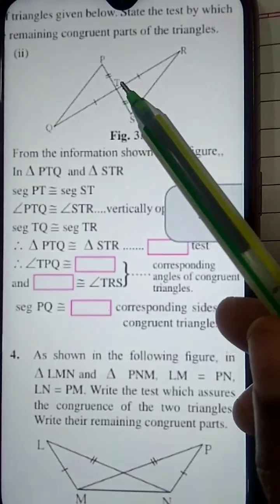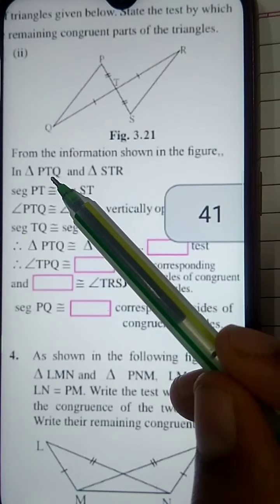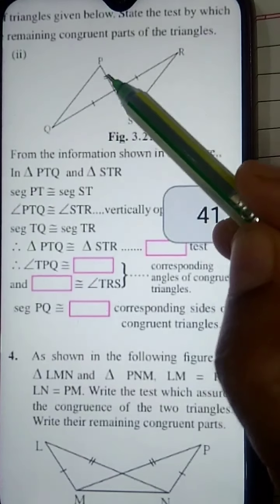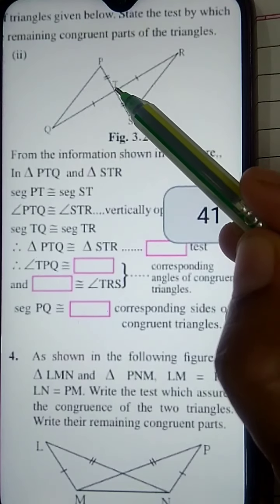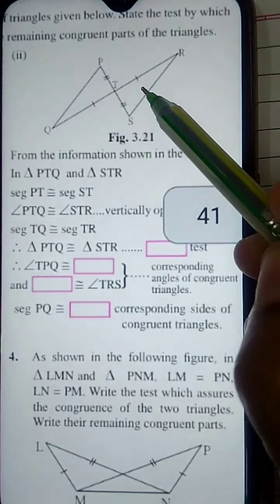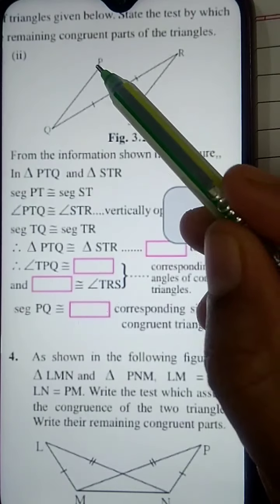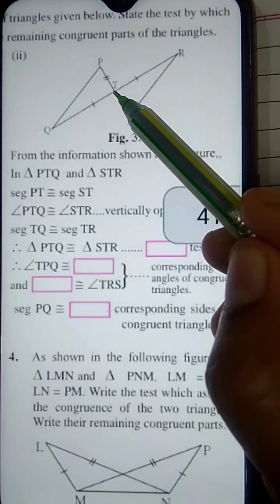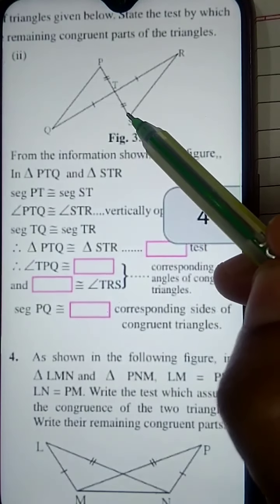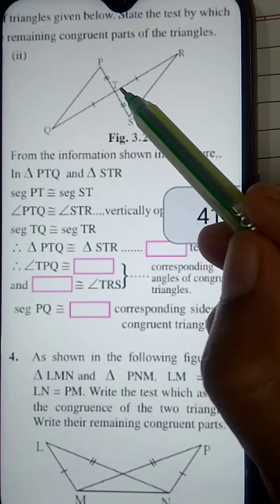Now see the second question. From the information shown in the figure, in triangle PTQ, how have they named the first triangle? PTQ goes from the double marked side to the single marked side. So in the same way you should name the other triangle. Don't name it as TRS, that is wrong. PTQ is from the double marked side to the single marked. So where is the double marked side? This side. So the second triangle you will name as STR, double marked side to single marked.